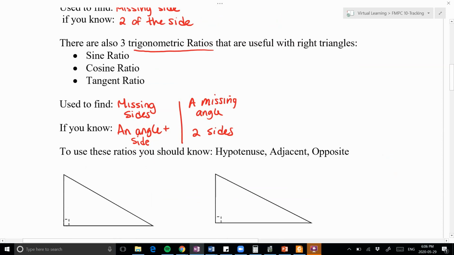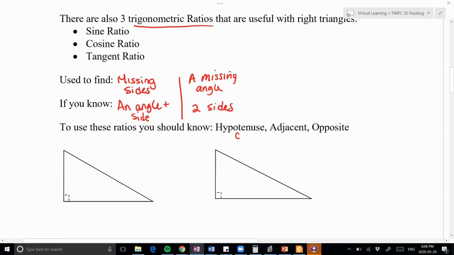So we are using that CAB like we did with Pythagoras, but we switch up the language a little bit. Your C is always going to be the hypotenuse. And remember, your hypotenuse is the side that is opposite the 90-degree angle, opposite that right angle. So wherever you see that square, that's going to be your hypotenuse. For both of these triangles, that's your hypotenuse.